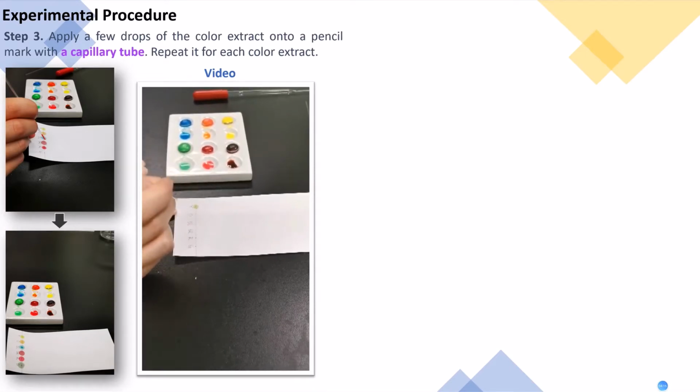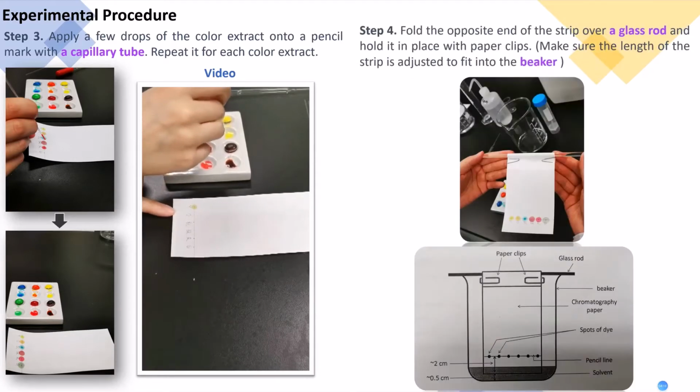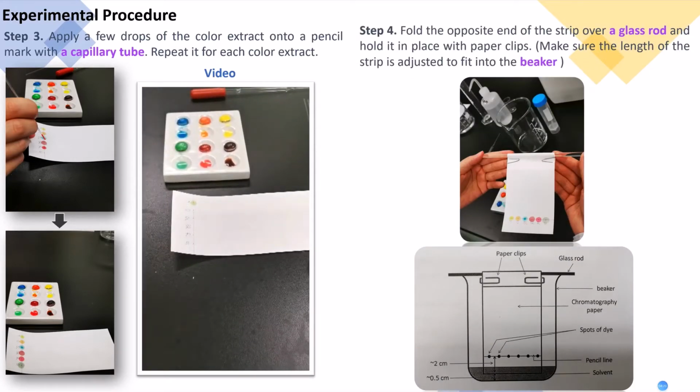After all extracts have been applied, fold the opposite end of the strip over a glass rod and hold it in place with paper clips, and the length of the strip should be adjusted to fit into the beaker.